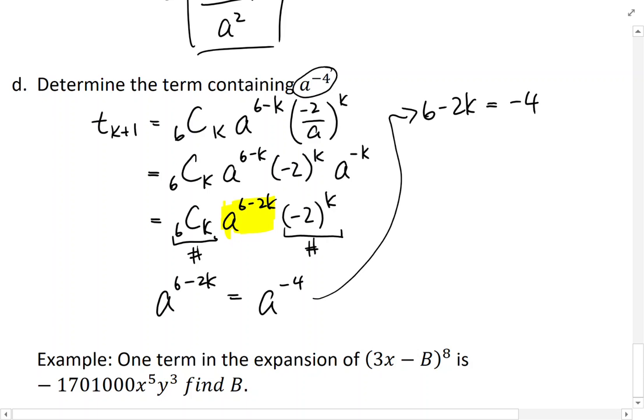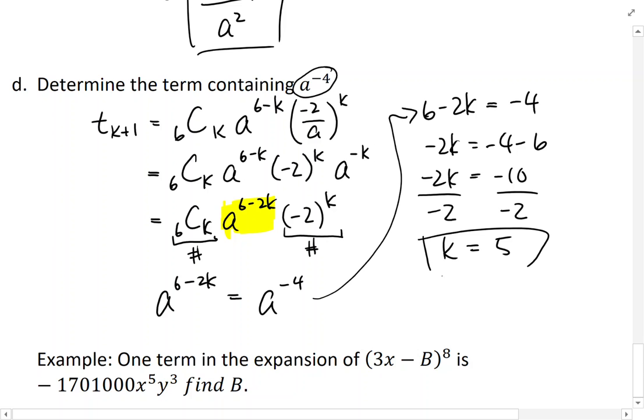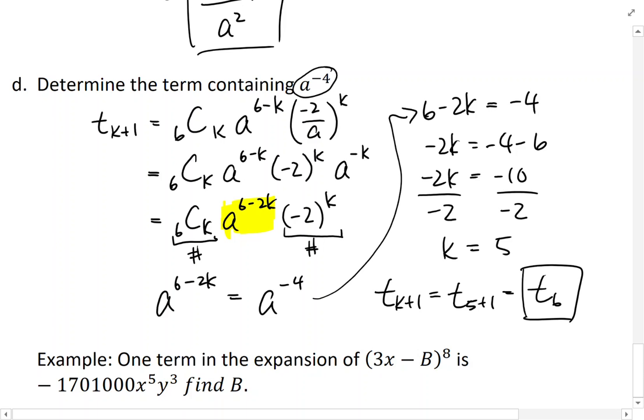Once we move things around a bit, we have negative 2k equals negative 4 minus 6. So that's basically negative 10, negative 2k. Divide both sides by negative 2. So you get k equals 5. Oh, actually, no, we're not done yet. Because k equals 5, but remember, it's t k plus 1. So t 5 plus 1 is actually t 6. There we go. Now we're done. So we're actually looking at term 6.